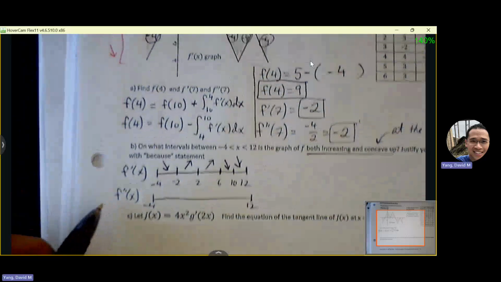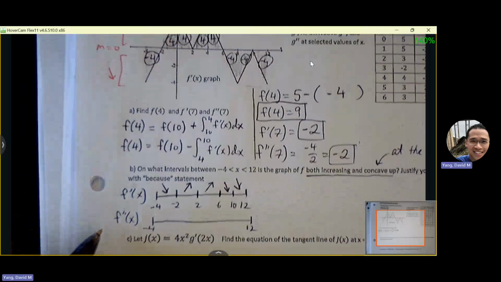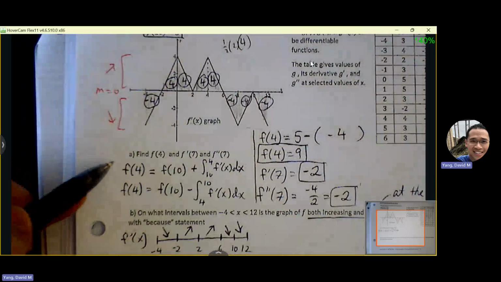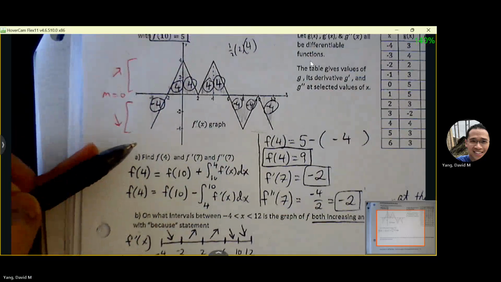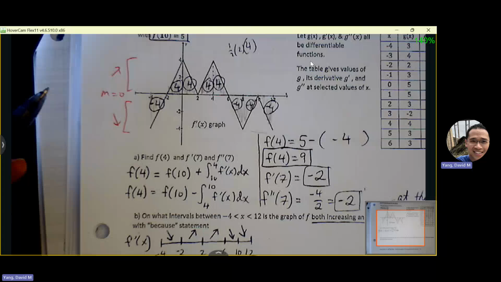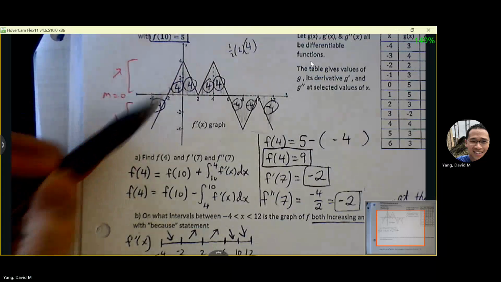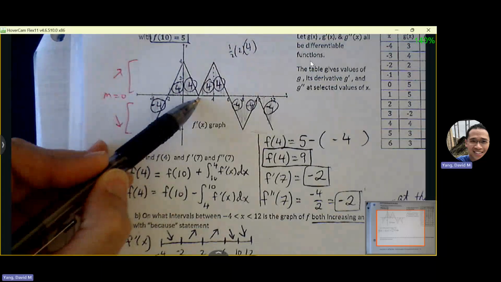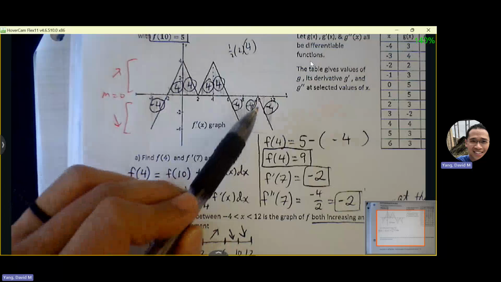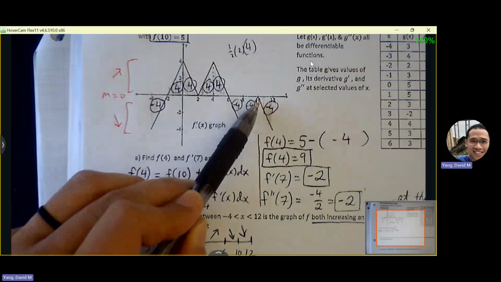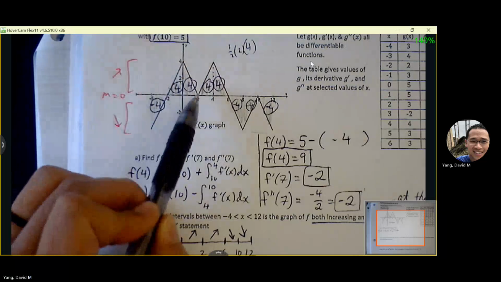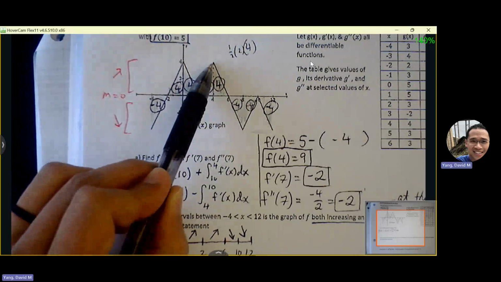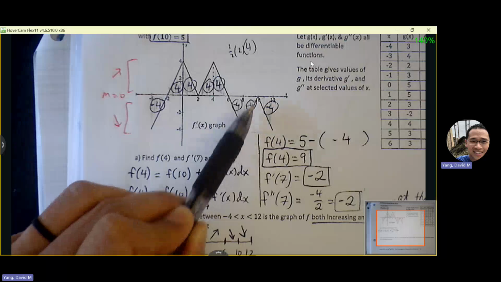So F double prime is point of inflection. So where do we look for point of inflection if we're looking at the F prime graph? Not the x-intercept, right? It's going to be the max and mins, right? So now there is going to be an overlap here. There is a max that happens to also be an x-intercept. But yeah, that's max and mins. So 0, 2, 4, 8, and 10.